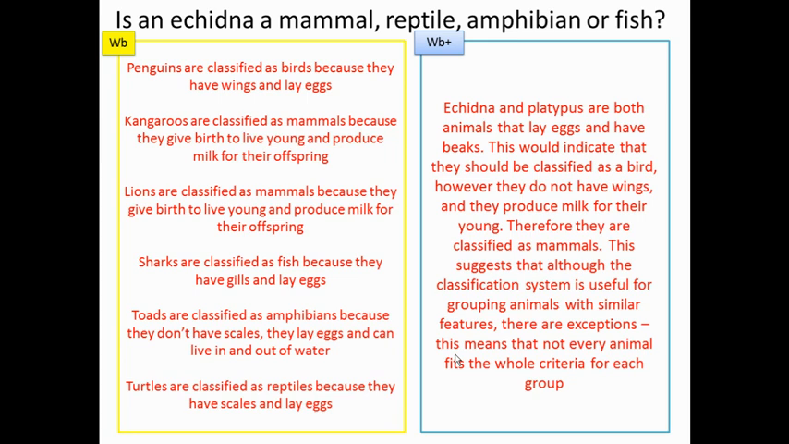And then for working beyond plus, echidna and platypus are both animals that lay eggs and have beaks. This would indicate that they should be classified as a bird. However, they don't have wings and they produce milk for their young. Therefore, they're classed as mammals. This suggests that although the classification system is useful for grouping animals with similar features, there are exceptions. This means that not every animal fits the whole criteria for each group.